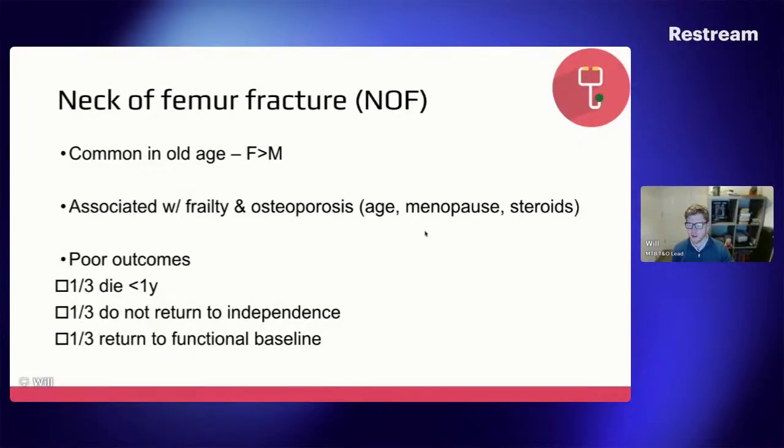So the important thing to note is that neck of femur fractures have really poor outcomes. About a third of patients will die within 1 year of sustaining their neck of femur fracture. A further third will not return to being completely independent or will not return to their functional baseline pre-injury. And only about a third of neck of femur fractures will return to their functional baseline.